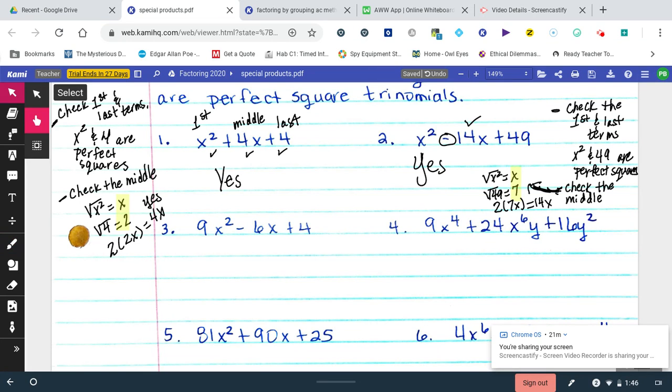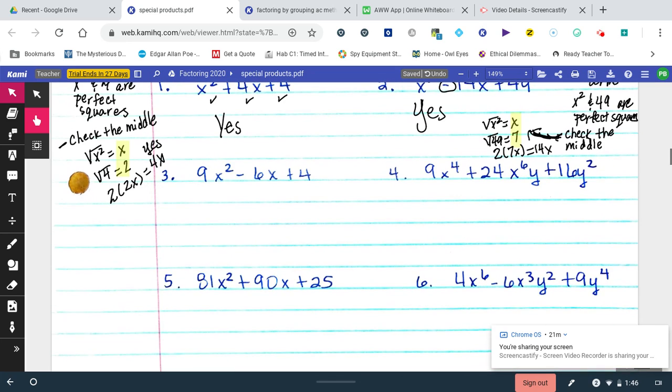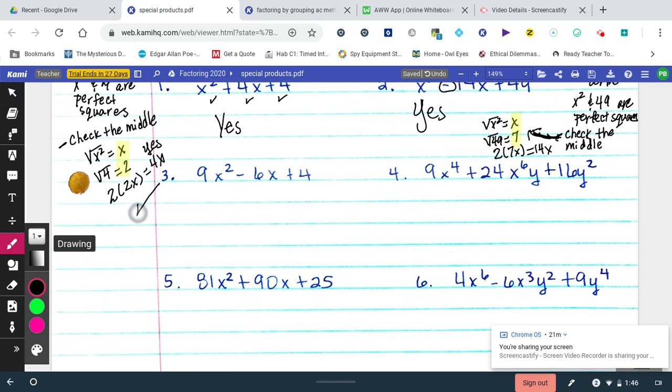All right, let's move on. Let's check this one. I'm going to check the first and last terms on this one. So here's number 3. Is 9x squared a perfect square? Well, 9 is a perfect square and x squared is a perfect square, so the whole thing is a perfect square. And automatically a positive 4 is a perfect square. So these are perfect squares. You're fine on the first and last terms. Then all you have to do is check the middle. Okay, so how do I check the middle term?